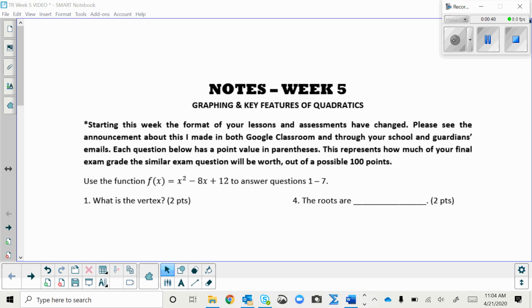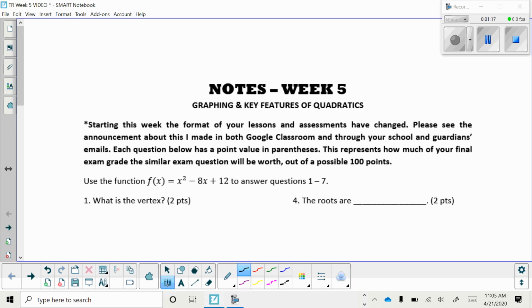So what we've come up with is, instead of giving you one big final at the end of the year, we're going to give you little weekly assessments, and those combined will make up your final exam grade. So this week's assessment will have 8 questions, and each question will be worth a certain number of points out of a total 100. So when we add up all those questions over the next few weeks, it will add up to 100 points.